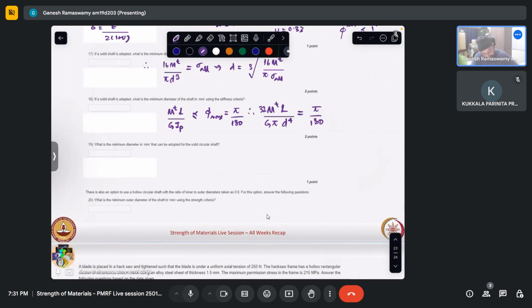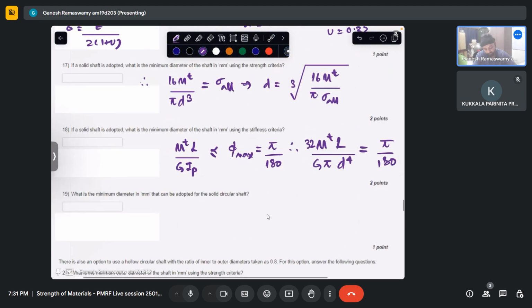So I leave it for the viewers to do that. Now we have, from strength criteria, one diameter, and from stiffness criteria, one diameter. Which is the one we will adopt as the minimum diameter? It should not be the minimum of these two values.